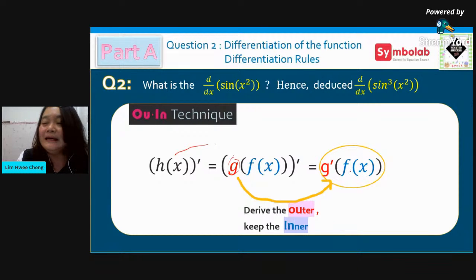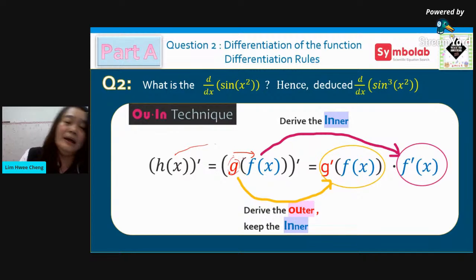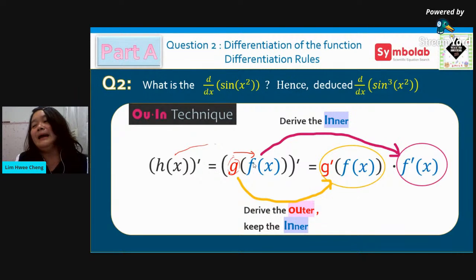The inner you remain, you don't touch it. After that, you multiply by f prime. Which means, after that, only then you differentiate your inner function. Clear? That's why we call it out-in: outer first, then you do the inner. So you must work from outside to inside, not from inside to outside. Okay, understand? So how do we apply this technique in solving these questions?